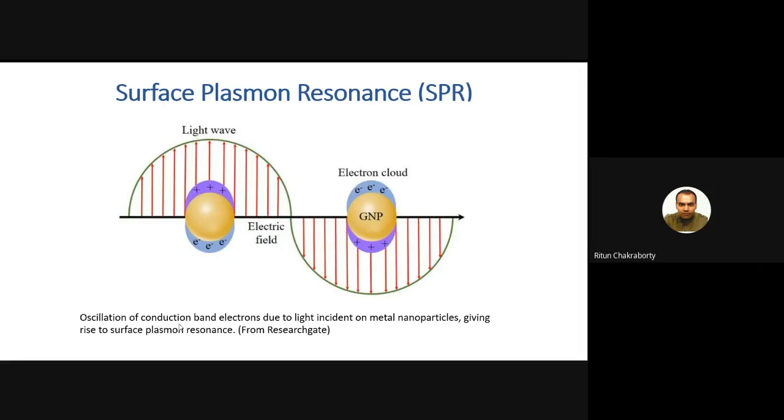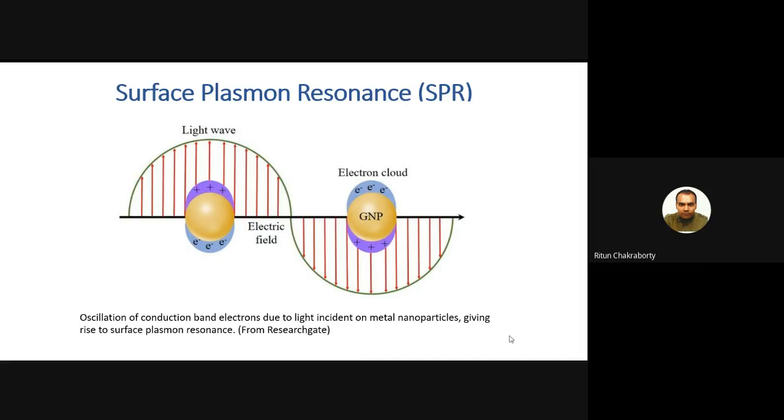Let us now understand the definition. I think in your thesis we have given more details about surface plasmon resonance. So what is written here? Oscillation of conduction band electrons due to light incident on metal nanoparticles, giving rise to surface plasmon resonance. Of course, the electrons have to be conduction band electrons, due to light incident on a metal nanoparticle.